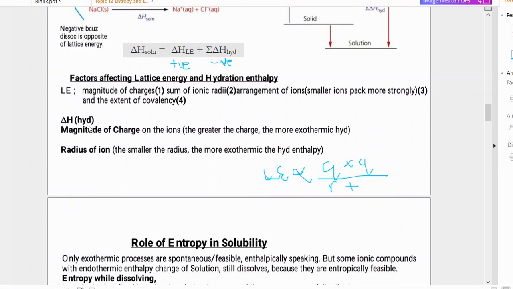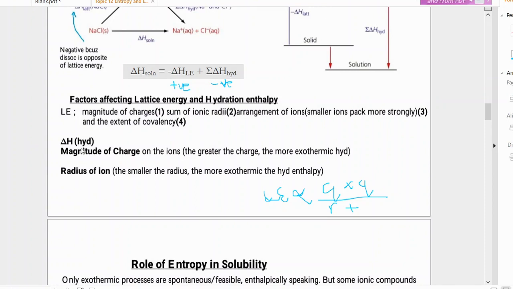And one thing you should understand is, if the magnitude of charge is greater, the lattice energy is more exothermic. But what about the lattice dissociation energy? If the lattice energy is more exothermic for an increase in charge, the lattice dissociation energy will also be more endothermic. I'll explain that when we go down.